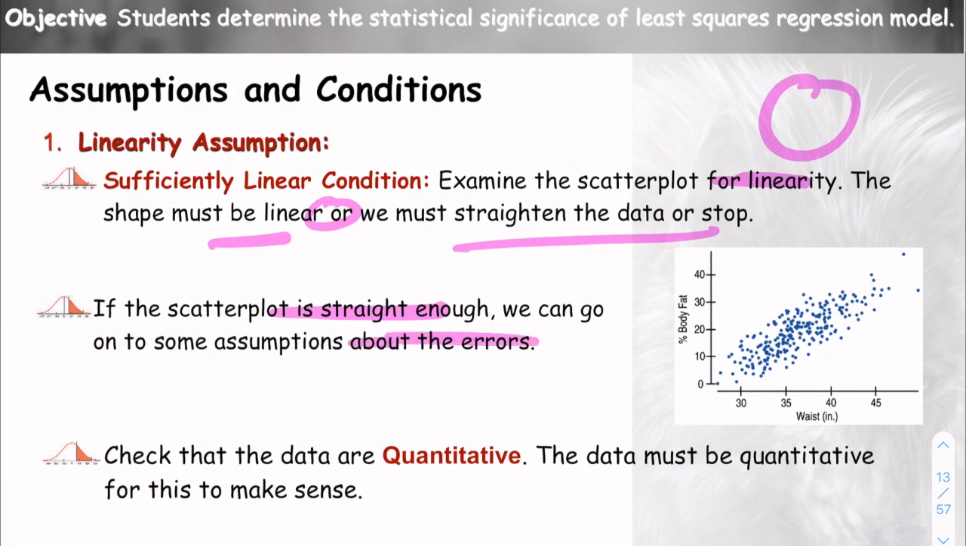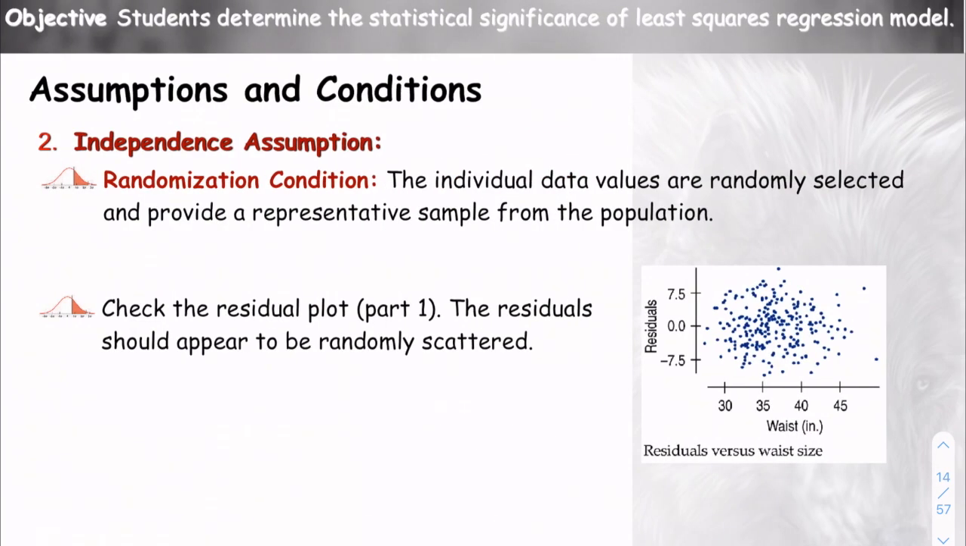Make sure that your data is quantitative. We're not talking about counts. We're not talking about categorical data. The data must be quantitative for this to make sense. Next, with our independence assumption, we're looking for randomness, and we're looking for randomness in the residual plot.